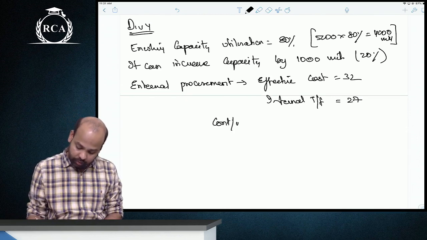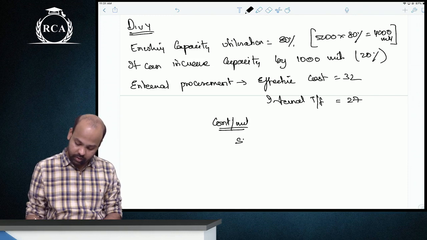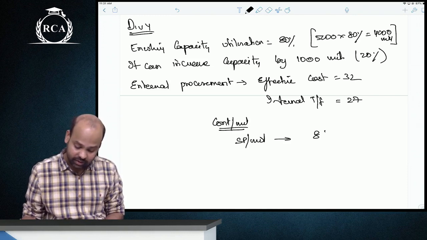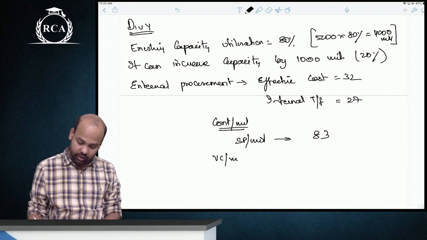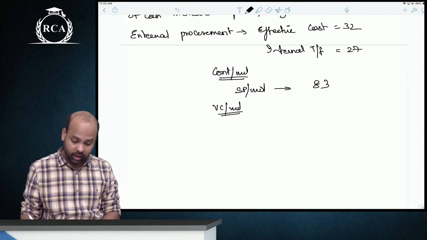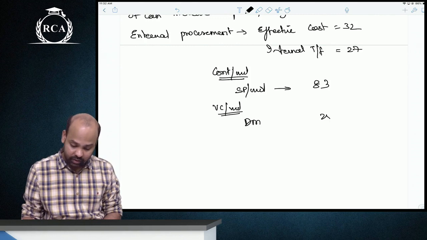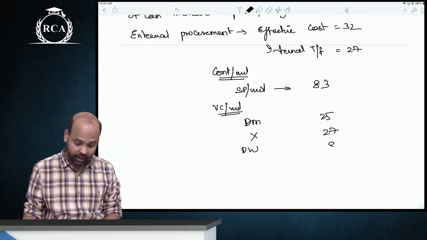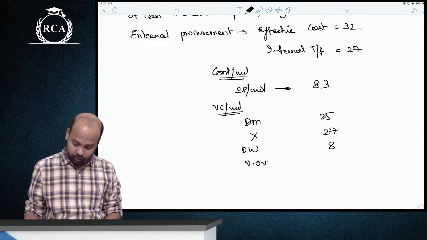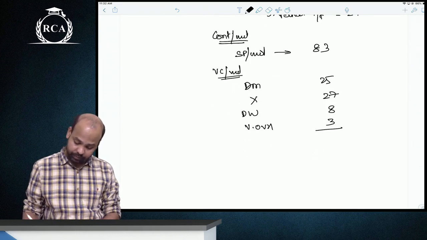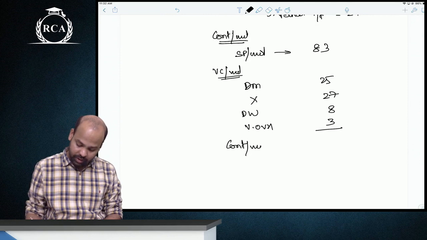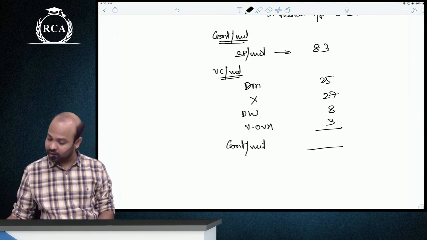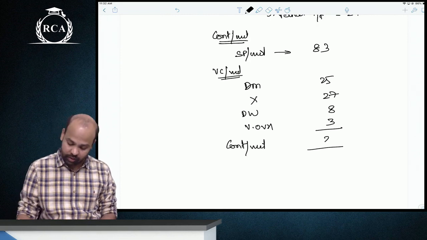What is their contribution per unit? The selling price per unit for Division Y is 83 rupees. Listen carefully, no hurry. Look at their variable cost. Direct material is 25 rupees, Component X is 27 rupees, direct wages is 8 rupees, variable overhead is 3 rupees. So their contribution per unit would be 25, 27, 8, 3, 63, minus 83, 20 rupees.